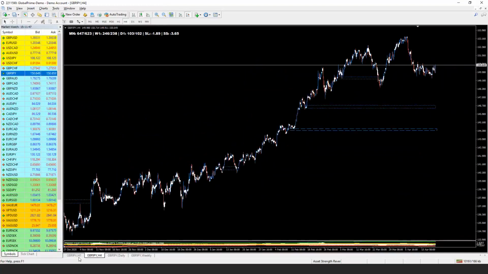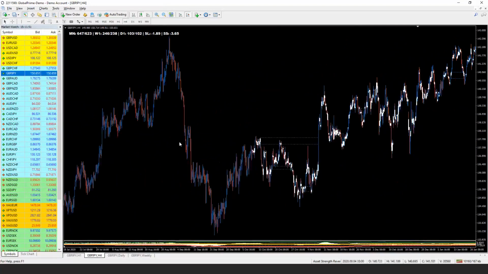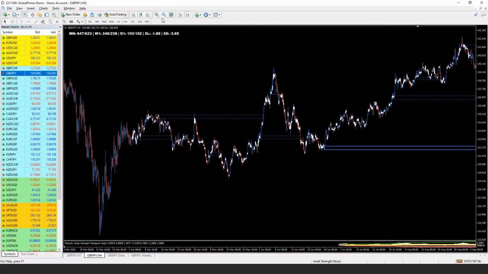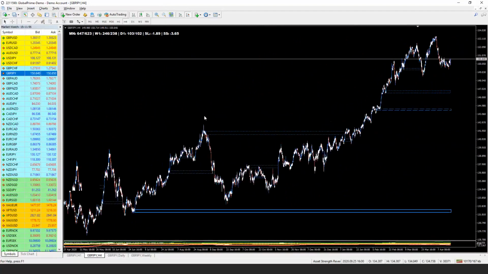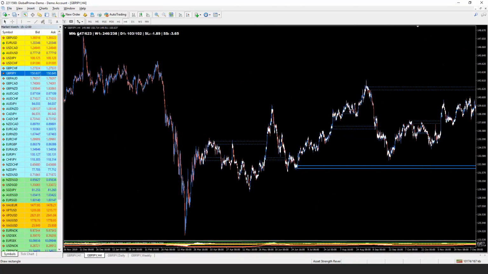I'm going to zoom in a little here. Okay, so I'm going to zoom in even more. Okay, so this is where we saw it. We saw it right here.